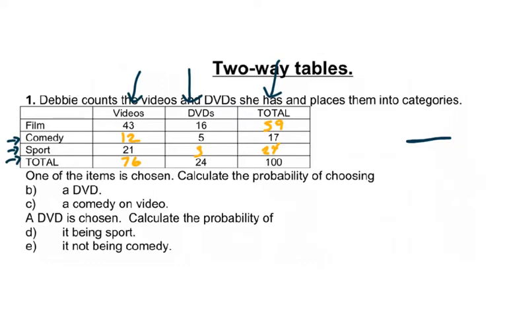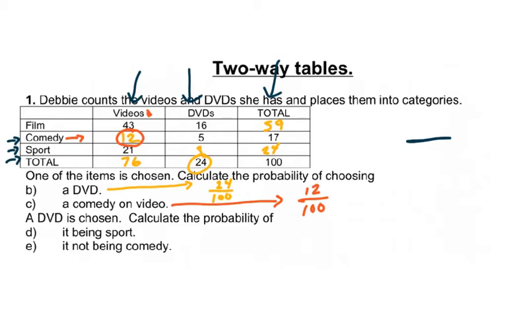Now, these are conditional statements. It says one of the items is chosen. The probability of choosing a DVD is out of all of the possibilities. So there's 100 total that we're looking at, and the number of DVDs that we have is 24. Now it says just one is chosen out of the 100, and that it's a comedy on video. So we need a comedy and also a video. So there are 12 possibilities that are comedies that are on video.